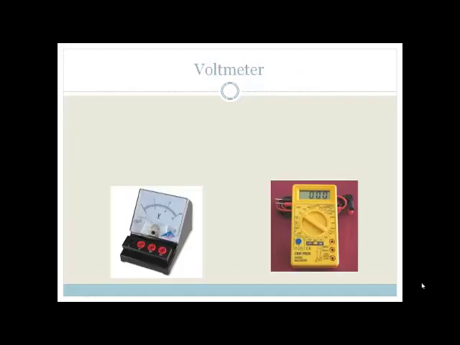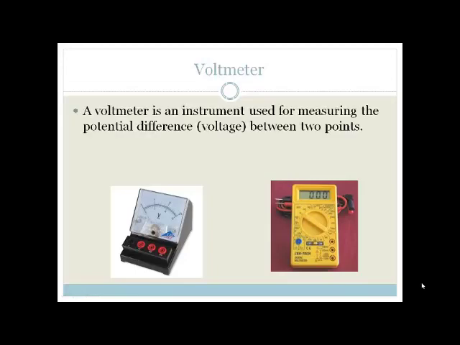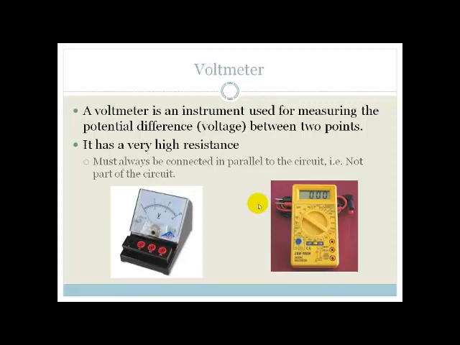So it's all very well, but how do we measure it? We use a voltmeter to measure our volts, or our potential difference. The voltmeter is an instrument used for measuring the potential difference between 2 points. Now voltmeters have very high resistance, so if we put them inside the circuit, they really mess with the circuit. You actually stop the current from flowing at all because they've got such high resistance. So what we do instead is connect it in parallel, and it's not part of the circuit.